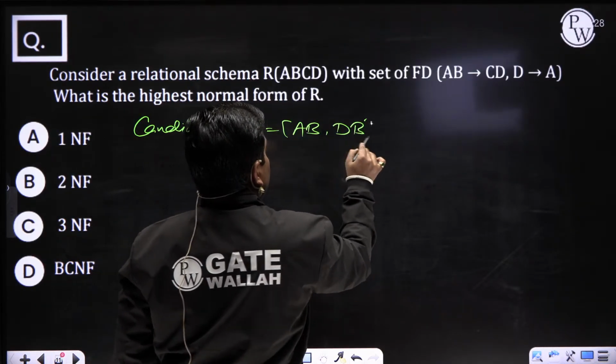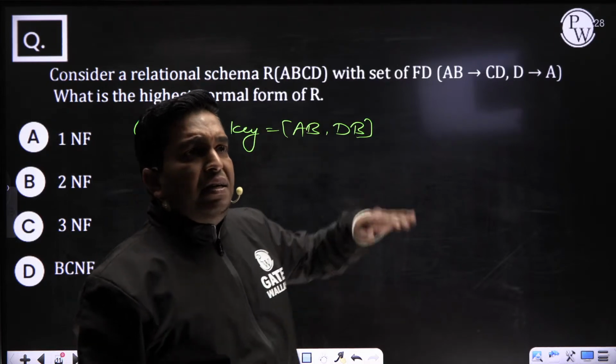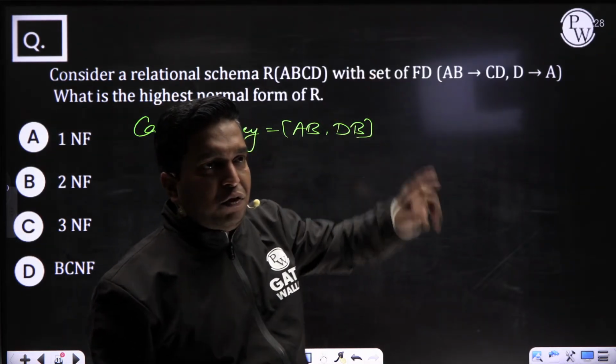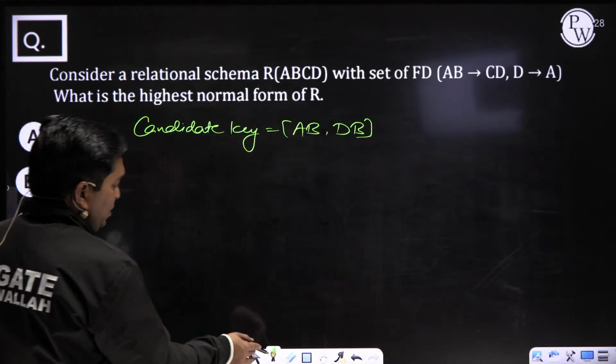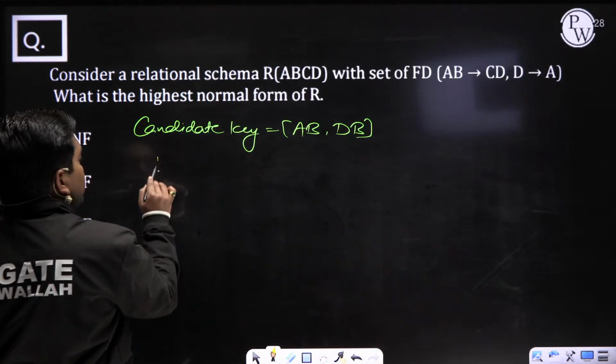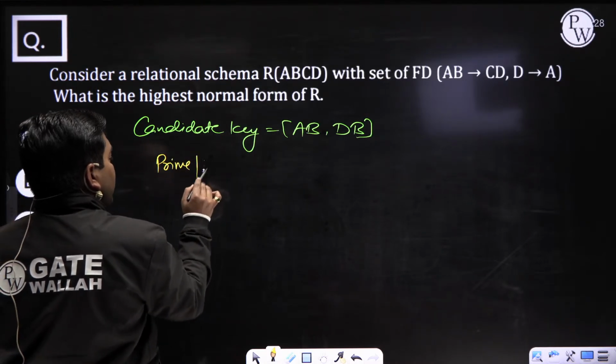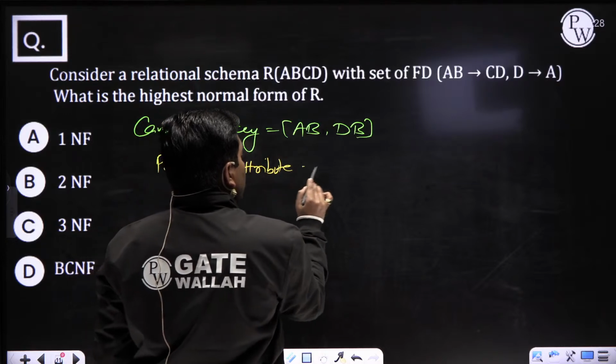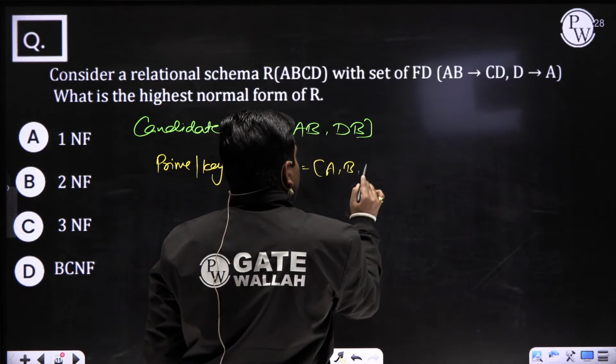AB and DB. Clear, everyone? No, Chanchal, you have written some mistake also. Please watch it with your chat. AB and DB. So what is the prime attribute, beta? What is the prime or key attribute? A, B, D.